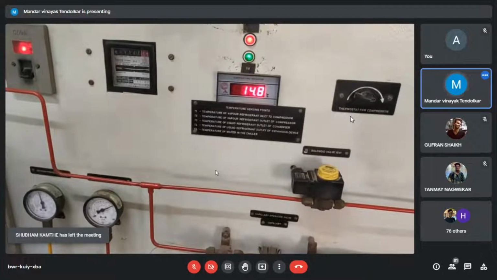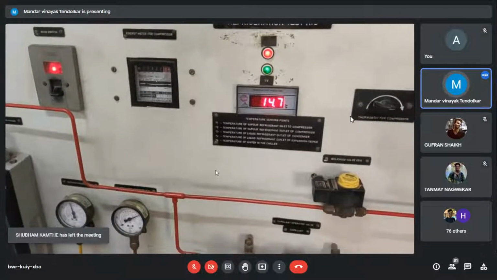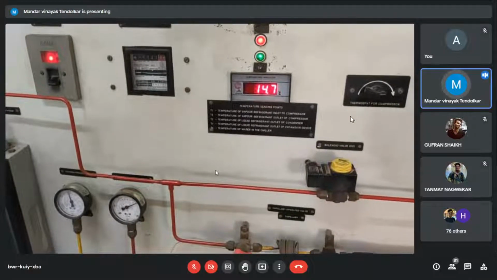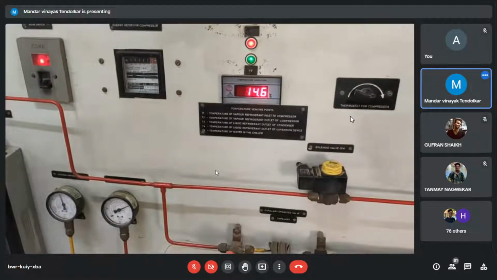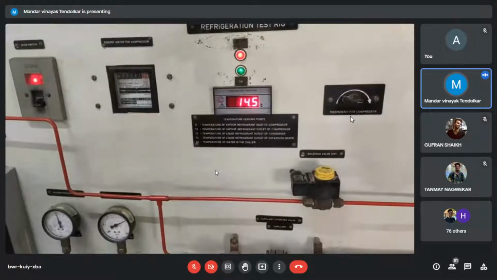And from that, by using the formula H1 minus H4 divided by H2 minus H1, the refrigeration effect by work done, we get the theoretical COP. So comparing these two, actual COP and theoretical COP, is the aim of our experiment.